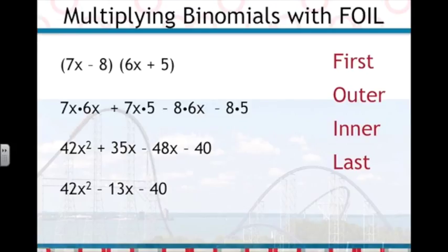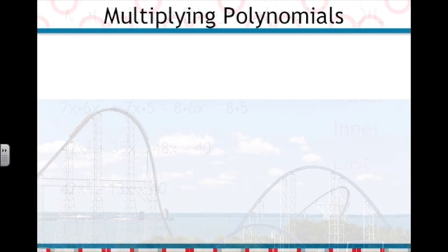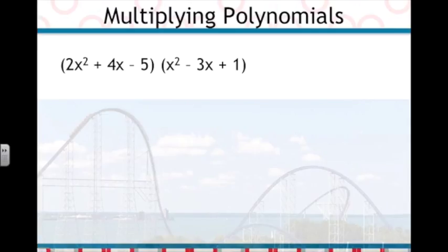Don't forget that FOIL only works when we have two binomials, but the principle of distribution is the same no matter what polynomials we have. Let's look at an example of multiplying two trinomials to see what we mean. Let's multiply the trinomial 2x squared plus 4x minus 5 with the trinomial x squared minus 3x plus 1.